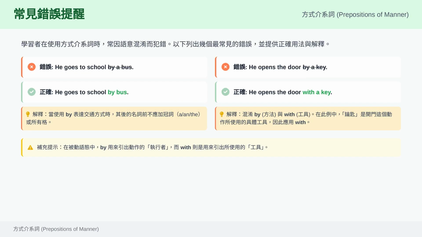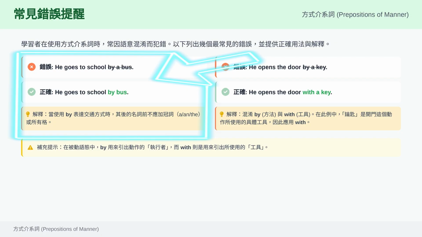Common mistakes. Learners often make mistakes when using prepositions of manner due to confusion about meaning. Below are a few of the most common mistakes, along with correct usage and explanations. Incorrect. He goes to school by a bus. Correct. He goes to school by bus. Explanation. When using by to express a mode of transportation, the following nouns should not be preceded by an article, a or an or the, or a possessive case.